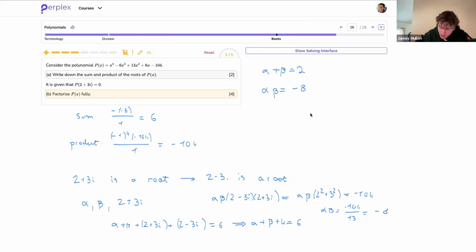That is equivalent to solving a quadratic: x squared minus alpha plus beta, x, plus alpha beta is equal to 0. So I'm trying to solve the quadratic x squared minus 2x minus 8 is equal to 0. I'm actually going to factor this by inspection. I'm looking for two things that multiply to minus 8 and add to minus 2. I can do x minus 4 times x plus 2. I can just do it directly.